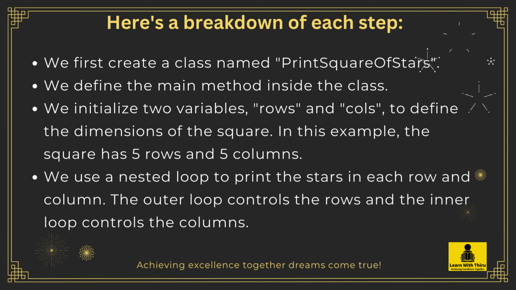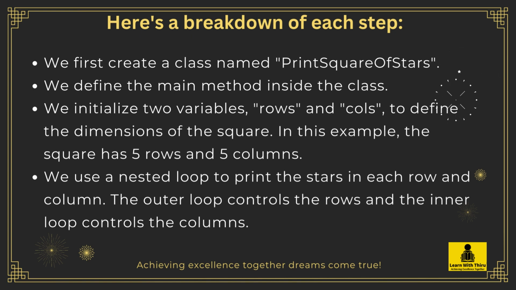Here's a breakdown of each step. We first create a class named PrintSquareOfStars. We define the main method inside the class. We initialize two variables, rows and cols, to define the dimensions of the square. In this example, the square has 5 rows and 5 columns.